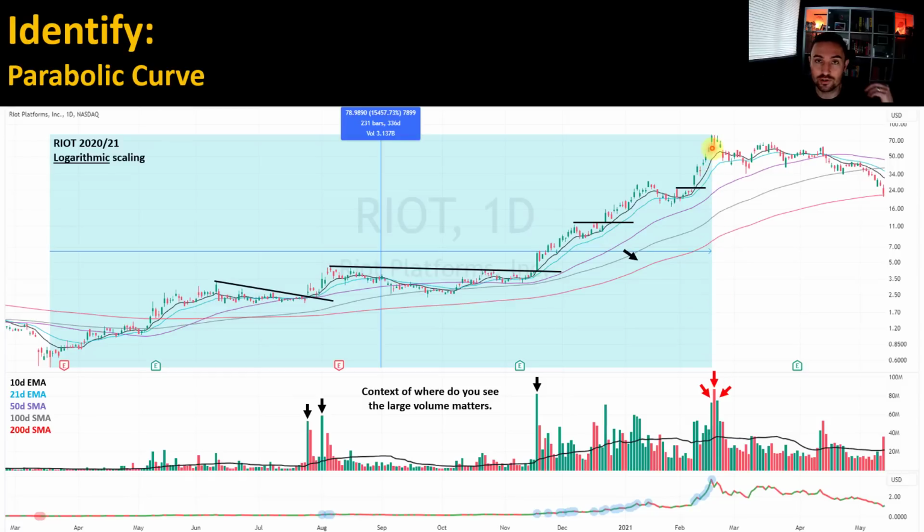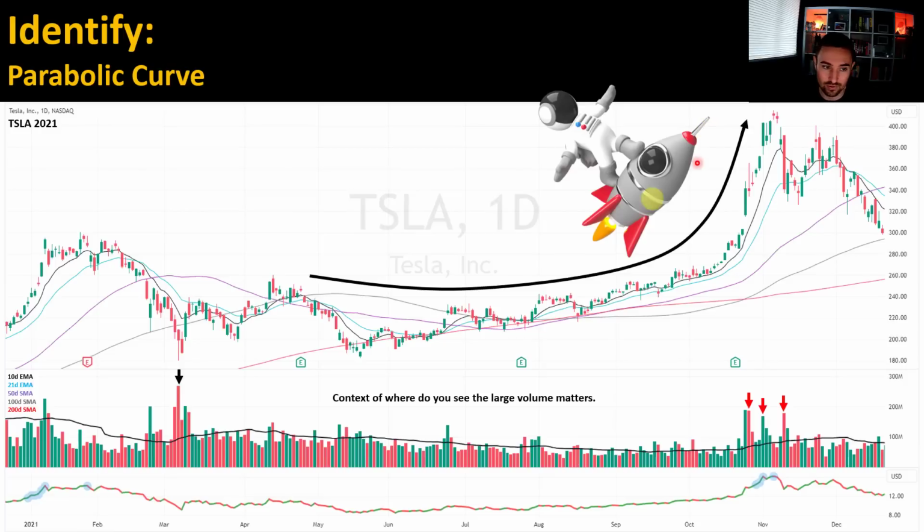Like, this is institutions offloading. This is not institutions accumulating positions up here. This is institutions selling to giddy retail traders, and potentially the stock is being hyped on social media, financial platforms and stuff like that. Tesla as well.